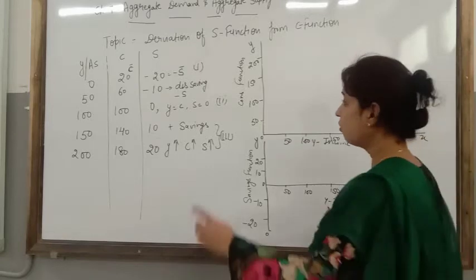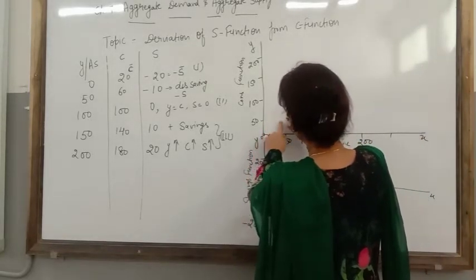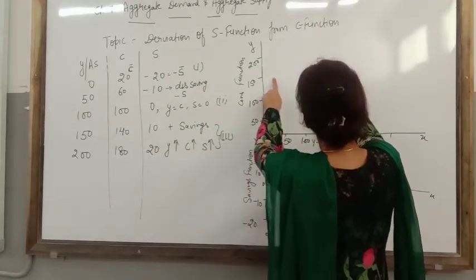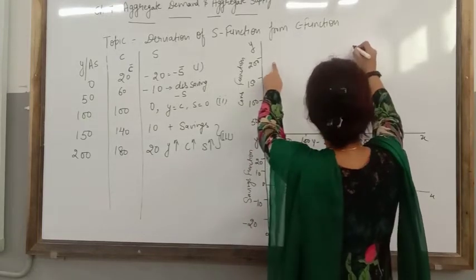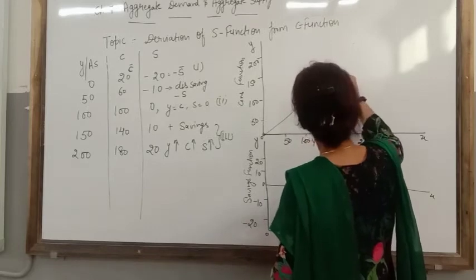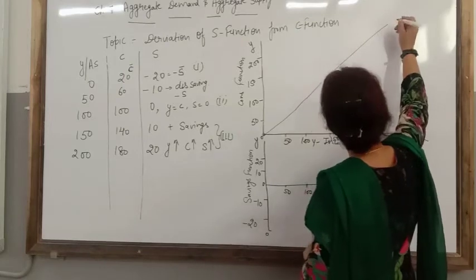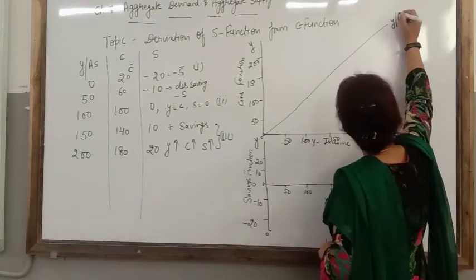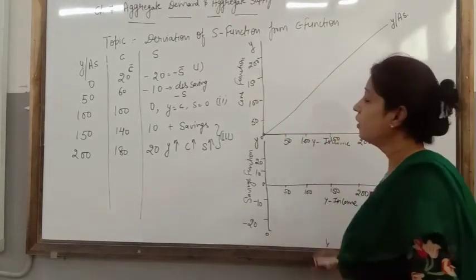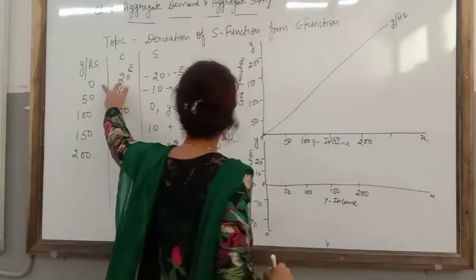Y equal to AS. All of you know Y equal to AS: 0 to 0, 50 to 50, 100 to 100, 150 to 150 and 200 to 200. Clear? That will be the straight line which you are going to find out, that is Y equal to AS. Clear? Now next we are going to draw Y and C.